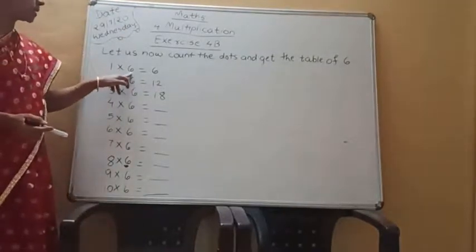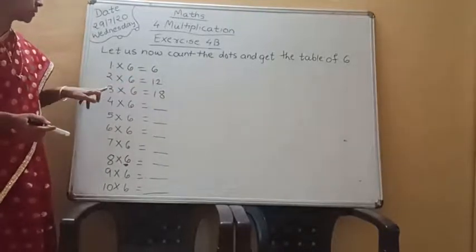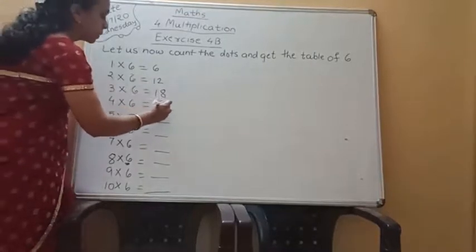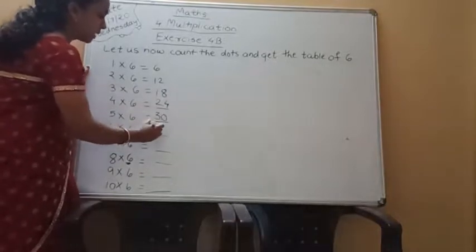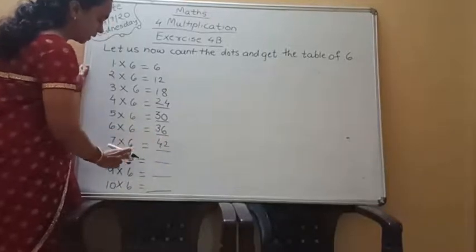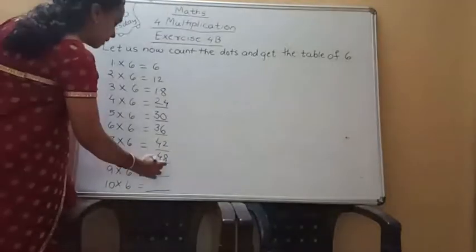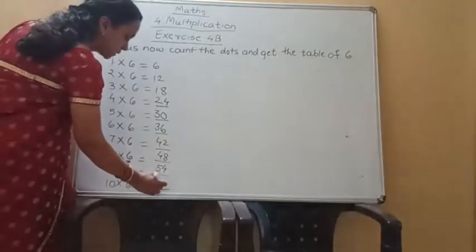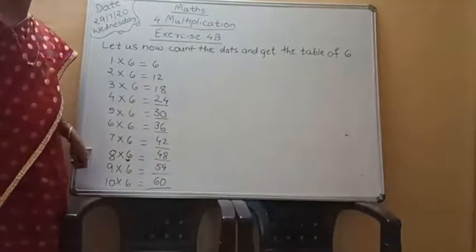1 multiplied by 6. 6 1s are 6. 6 2s are 12. 6 3s are 18. 6 4s are 24. 6 5s are 30. 6 6s are 36. 6 7s are 42. 6 8s are 48. 6 9s are 54. 6 10s are 60. So you write down all these answers correctly.